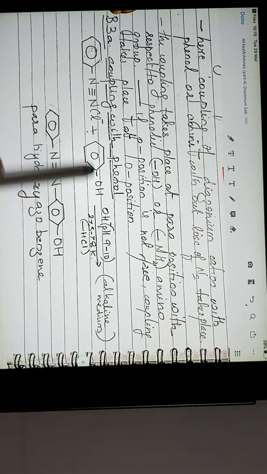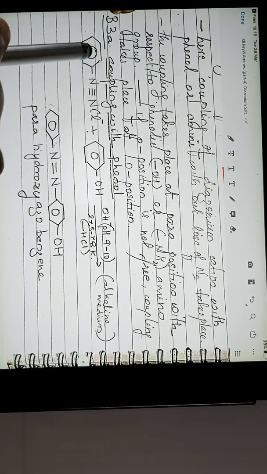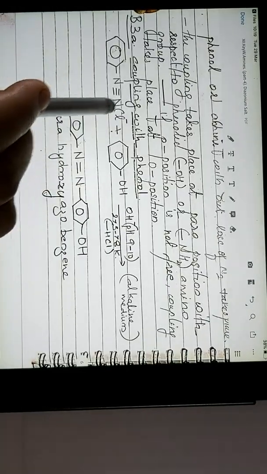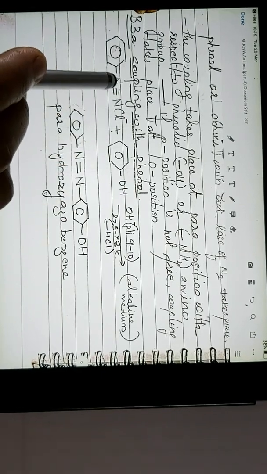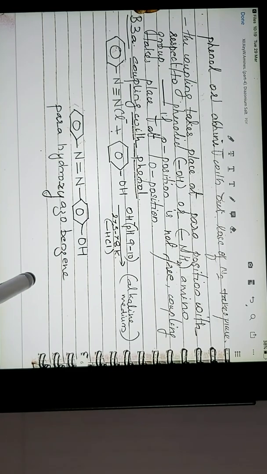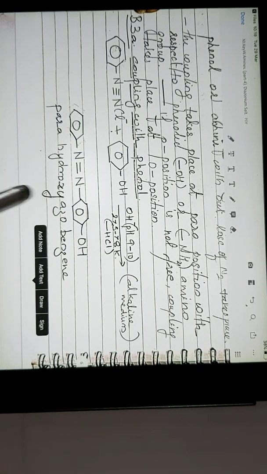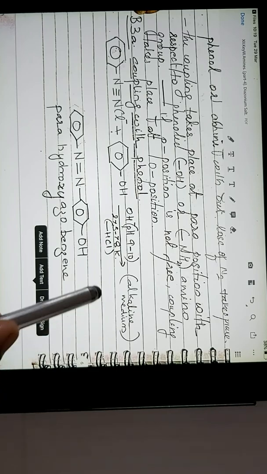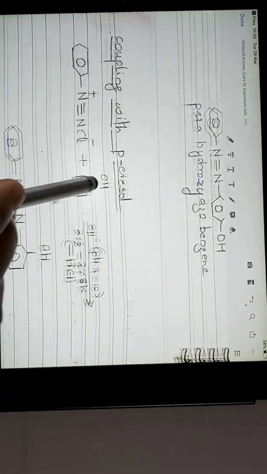Now what will happen? You can see this is the phenol and the para position is free, so this unit will get attached there. Thus you can see the Cl gets removed, then N double bond N and this benzene ring. So what can we call it? We can call it para-hydroxyazobenzene, right? So this is coupling with phenol.